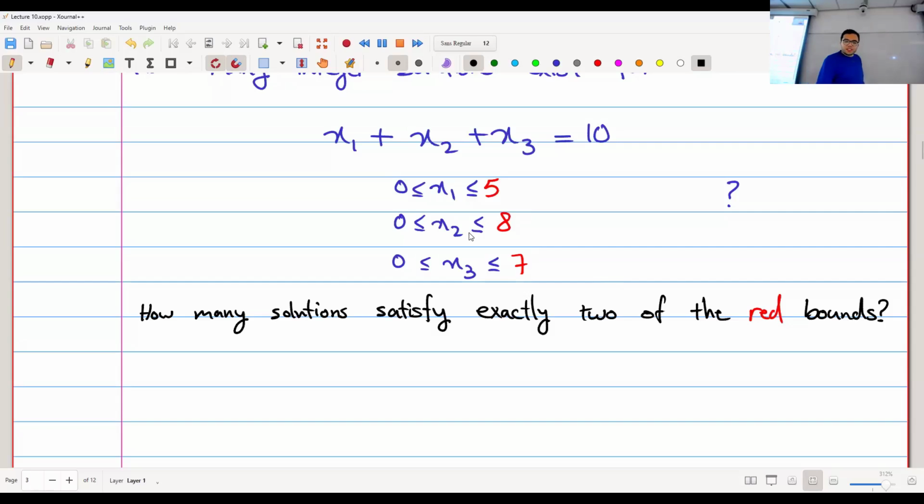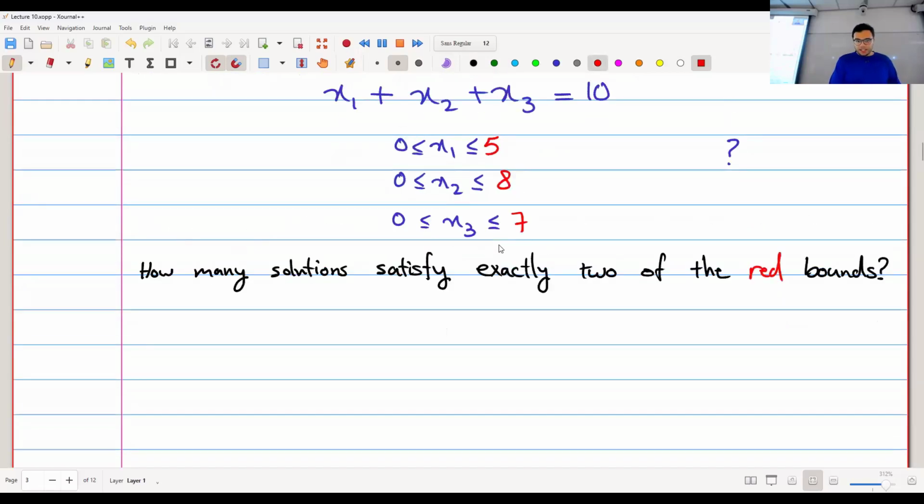minus the number of solutions that violate the second upper bound, minus the number of solutions that violate the third upper bound. But now if I had a solution that violated 2 of them, I have subtracted it twice. So plus the number of solutions that violate these 2, plus the number of solutions that violate these 2, plus the number of solutions that violate this one and this one. And finally, minus the number of solutions that violate all 3. Okay, so that's what I want to find.